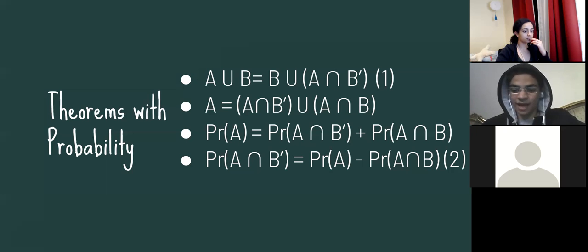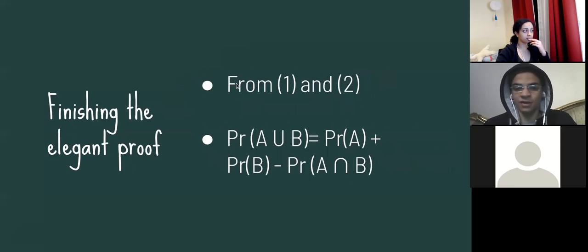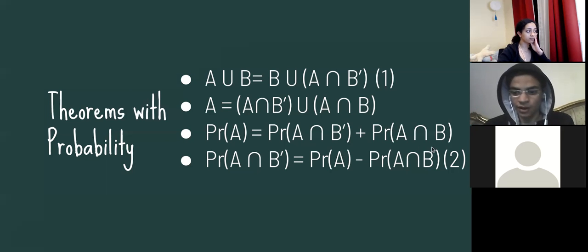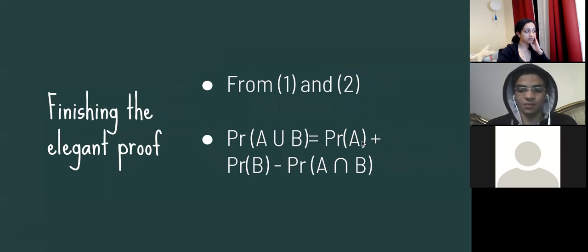So now I can add the terms in the first equation, like the probability of B. So I can add the probability of B to the second equation, right? And this will give me just the probability of A union B. And so using what we have in 1 and 2, I can say that the probability of A union B is the probability of A plus the probability of B minus the probability of A intersection B.